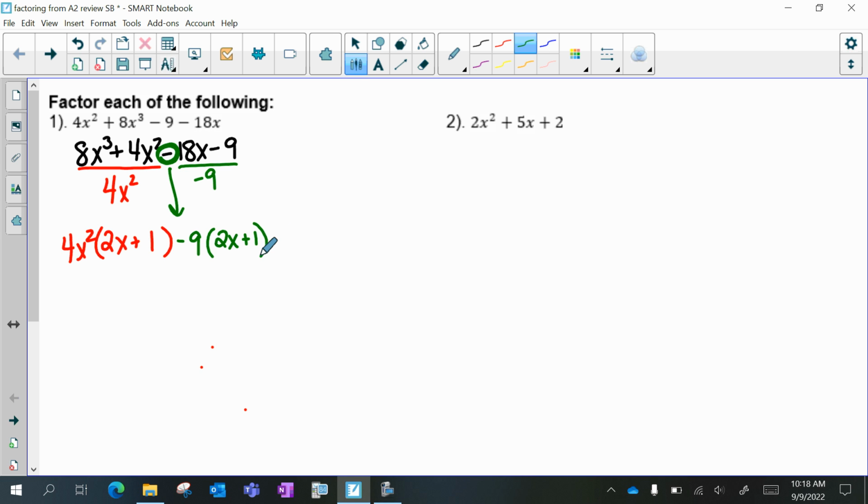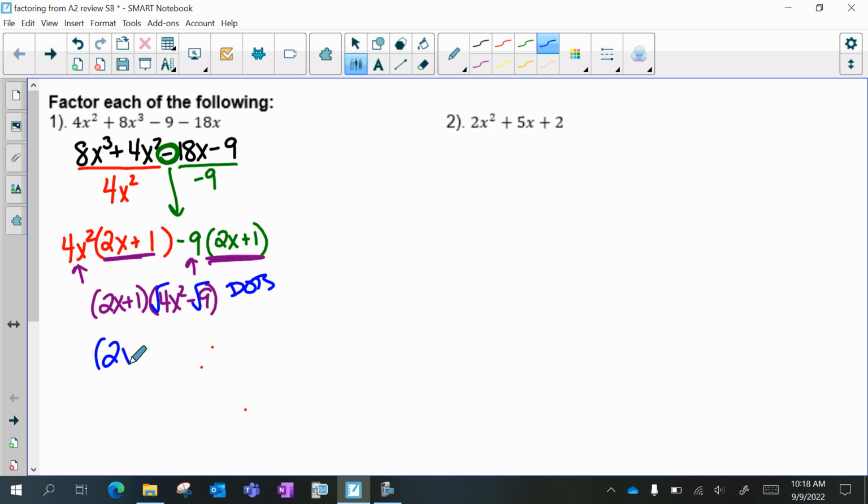When I do that, I end up with 2x plus 1. My parentheses now match, so these pieces are now a common term. So that's 2x plus 1. And then my other two leftover pieces go in the second parentheses, 4x squared minus 9. Remember that you always want to factor completely. In this case, my second parentheses is a binomial. Everything is a perfect square, and it's a difference, so I can use dots.